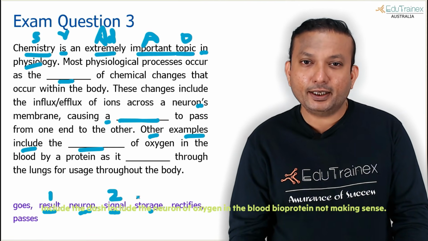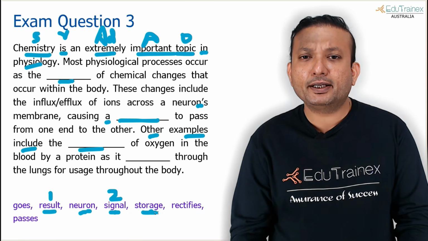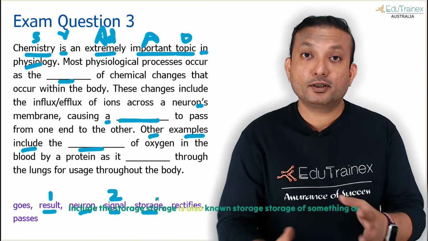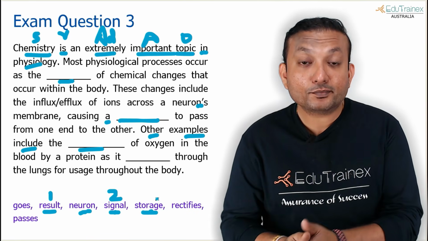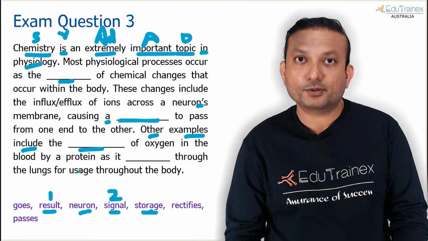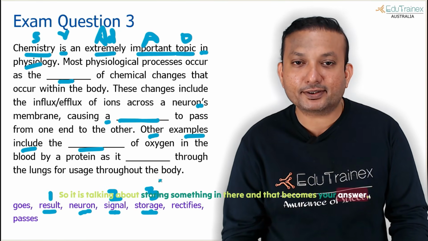Include the dash. Include the neuron of oxygen in the blood by a protein, not making sense. Include the storage. Storage is also noun. Storage of something, or I put it in the storage. So are we talking about that? The storage of oxygen in the blood. So it is talking about storing something in there, and that becomes your answer.